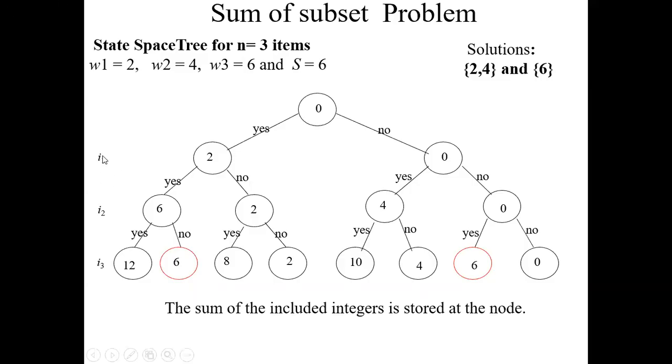First element तो ये दे रहा है I1, I2, I3. There are 3 elements. That is why there are 3 levels. My question is कि 0, 2, 6, 12 क्या represent कर रहे हैं? Sum जो हमें लेना है.